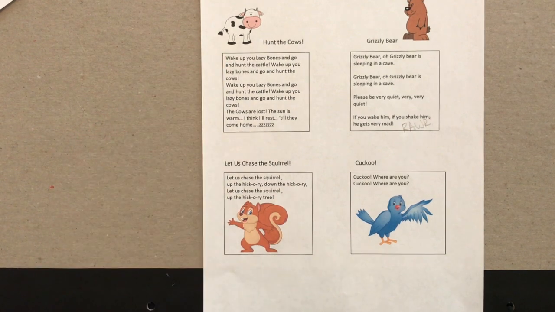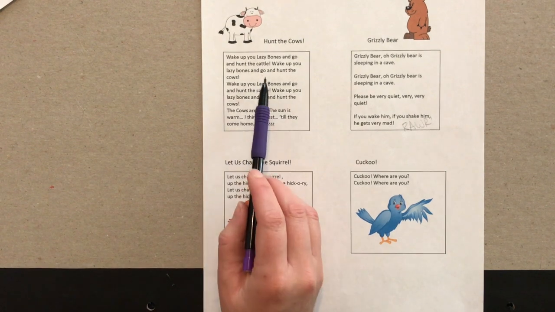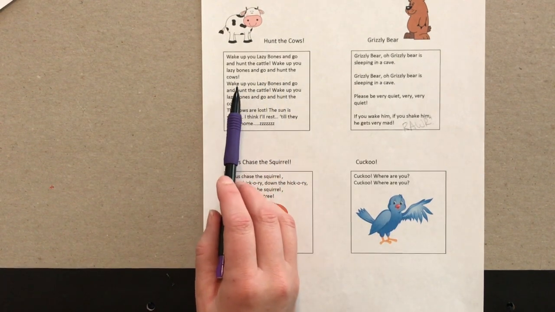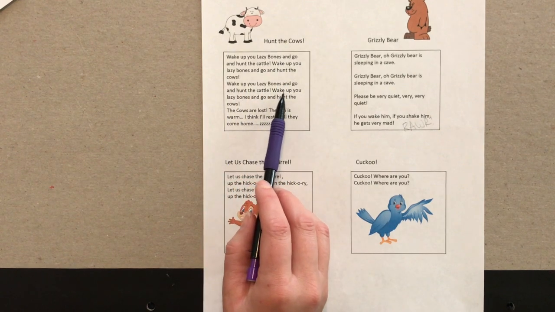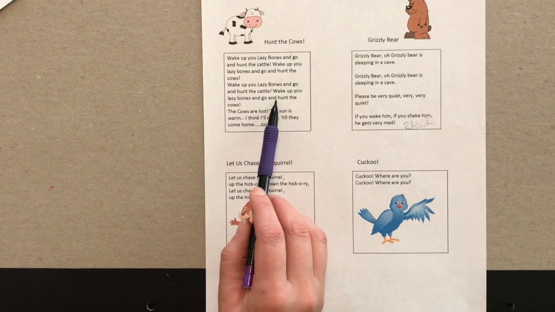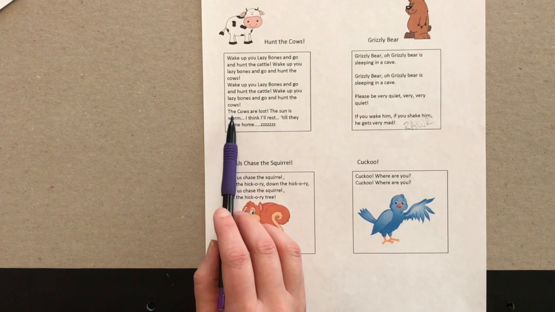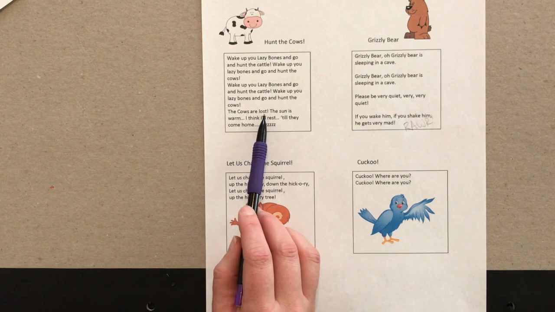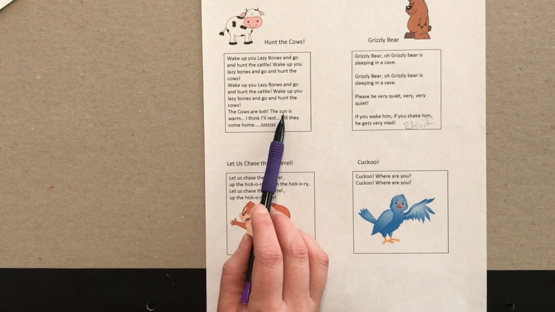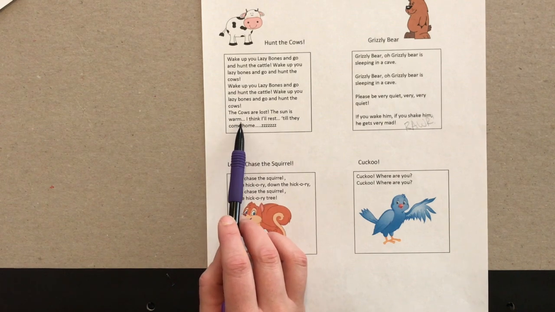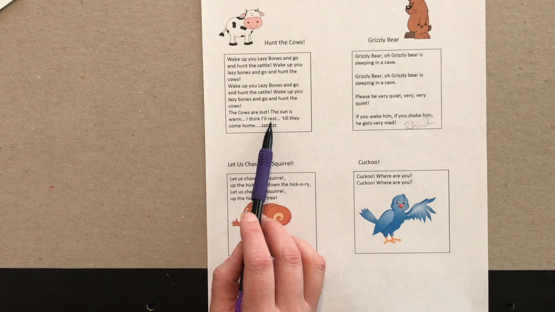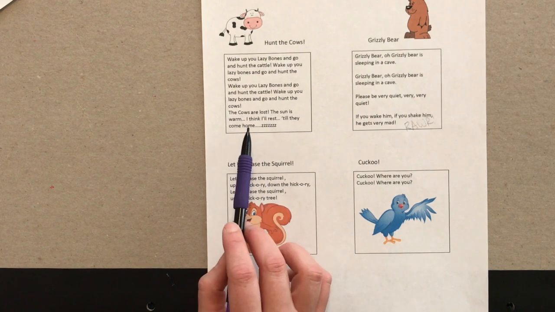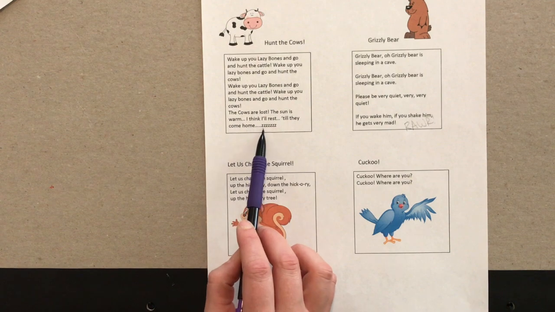Wake up, you lazy bones, and go and hunt the cattle. Wake up, you lazy bones, and go and hunt the cows. Wake up, you lazy bones, and go and hunt the cattle. Wake up, you lazy bones, and go and hunt the cows. The cows are lost. The sun is warm. I think I'll rest till they come home.